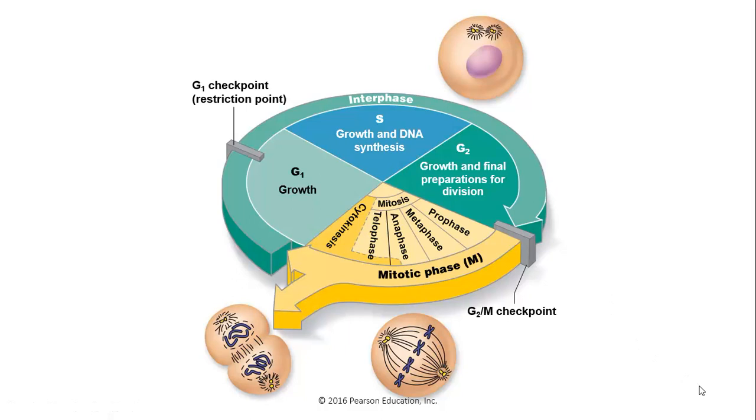So one of the ways that you can tell whether the cell's in interphase or in mitosis is to look for the chromosomes being condensed, okay? Chromosomes are going to condense during prophase, so they become visible when they condense. So that's one of the ways that you can tell the difference between interphase and mitosis.